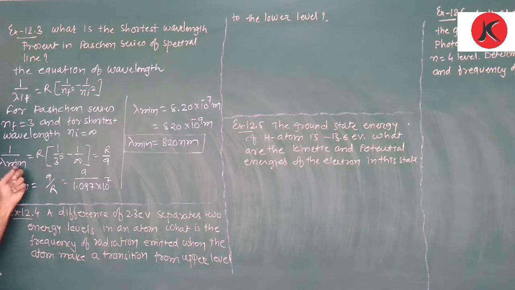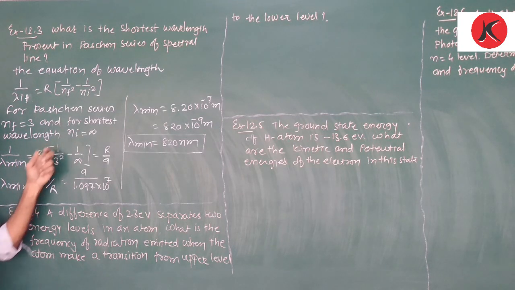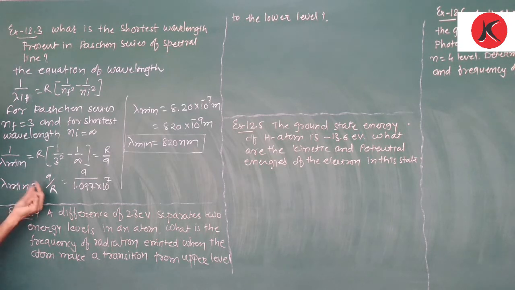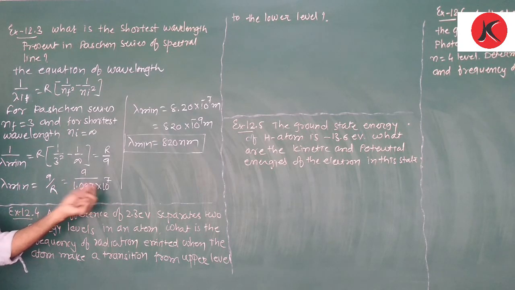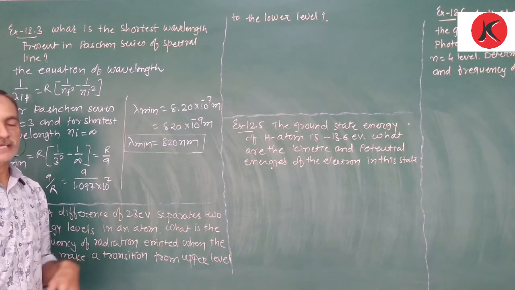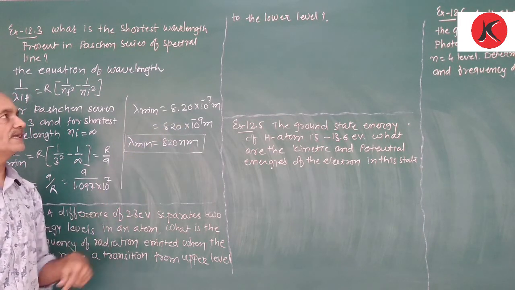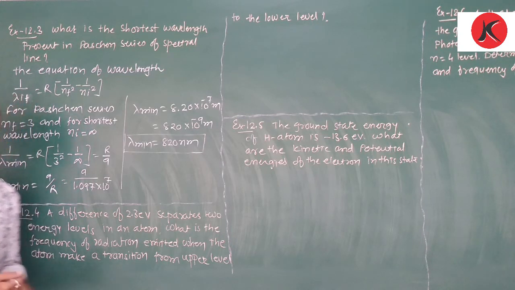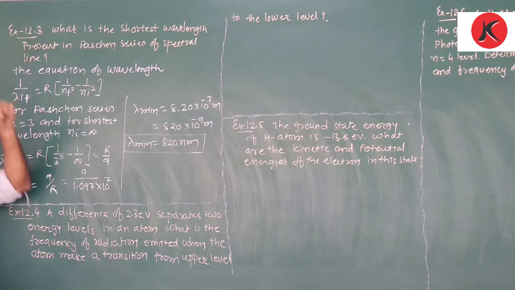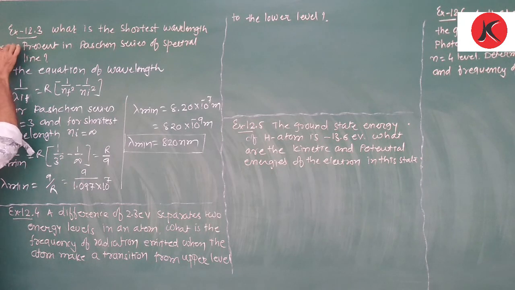Therefore, 1 upon lambda minimum is equal to R into (1 upon 3 square minus 1 upon infinity), which is equal to R by 9. Therefore, minimum wavelength is equal to 9 upon R, that is 9 upon 1.097 into 10 raised to 7. So its value is 820 into 10 raised to minus 9 meter, that means 820 nanometer. Clear? Okay. After that, this numerical of the exercise is also important for the MCQ question and 2 marks question. This is the important numerical.